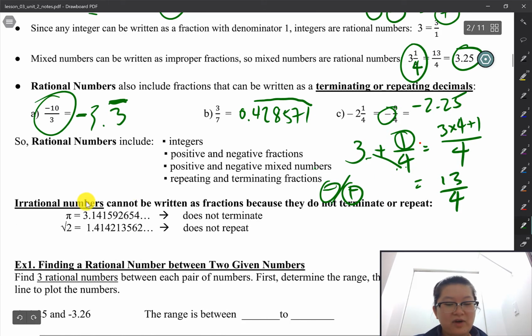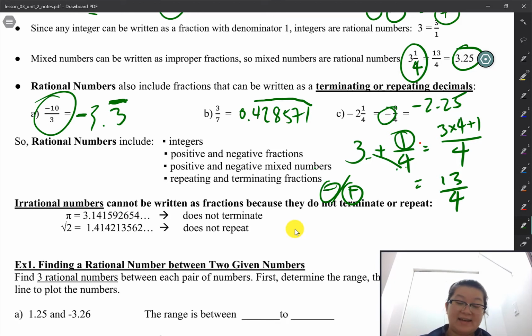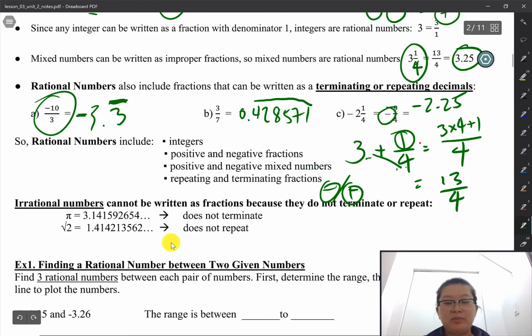Irrational numbers are any sort of number that does not terminate and does not repeat. There's no set pattern to the decimals that follow afterwards. For example, pi is a good example. It does not terminate, it just keeps going on and on.